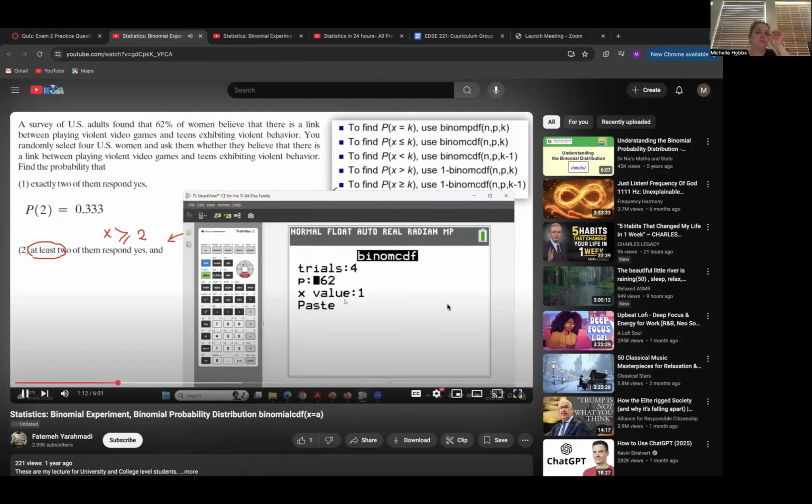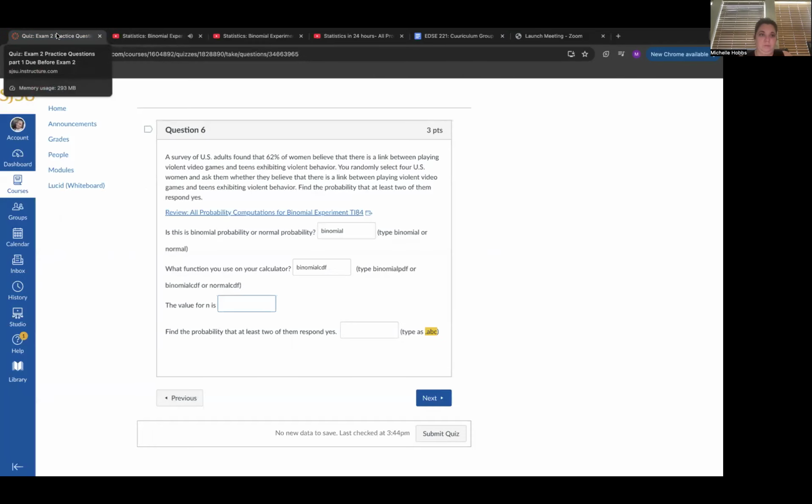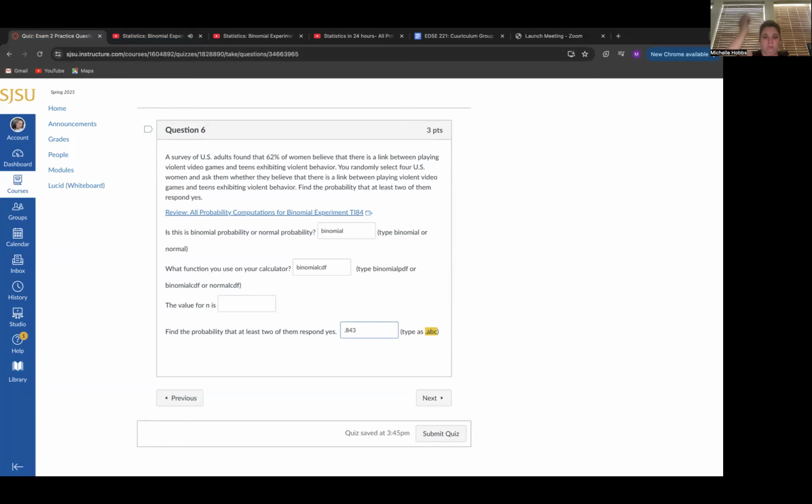Now the x value is not 2. The x value is 2 minus 1. I have to do a little bit of algebra and then hit paste, and you find the probability to be 0.843. If the question doesn't say anything about rounding, you're going to type 3 digits, 0.843. If it says to round it to 2 decimals, you get 0.84. So that depends on the question.